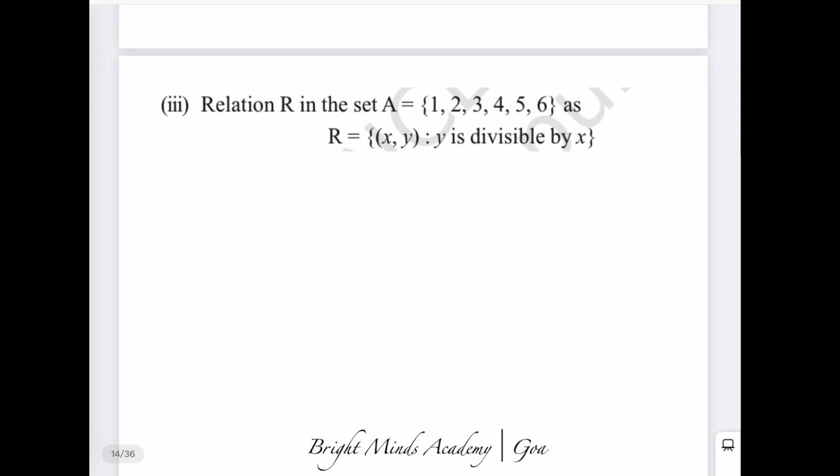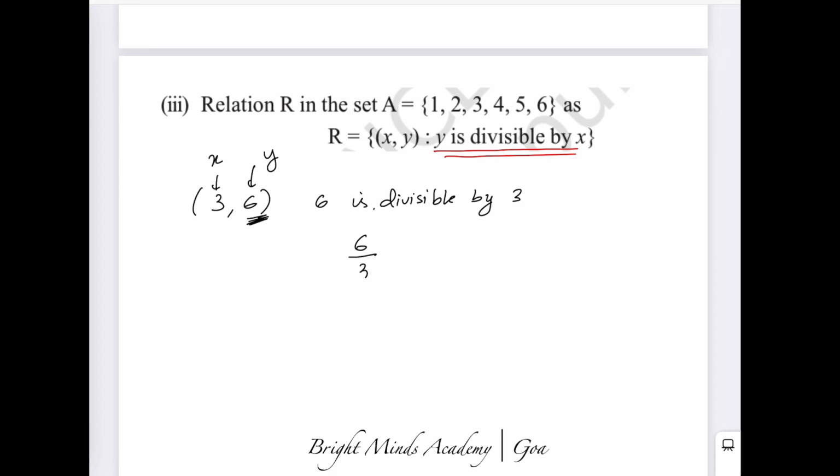We are given that the relation R in set A is given by the ordered pair x comma y where y is divisible by x. Now first we'll understand what we mean by y is divisible by x. So if I take an ordered pair here, for example 3 comma 6, this element is our x, this is our y. What we mean here is the second element, that is y or 6, is divisible by 3.